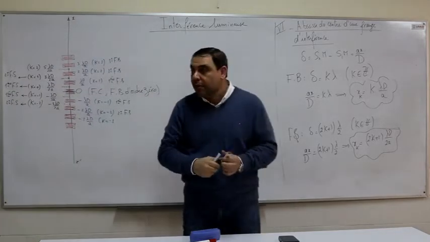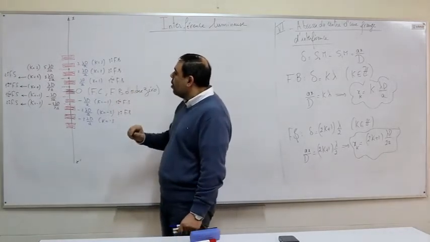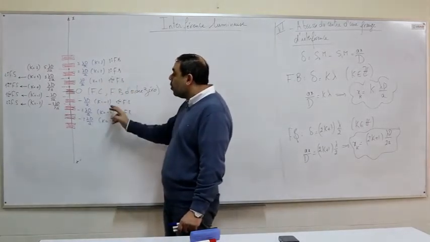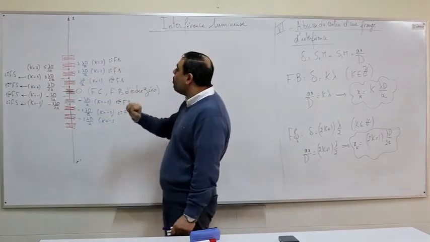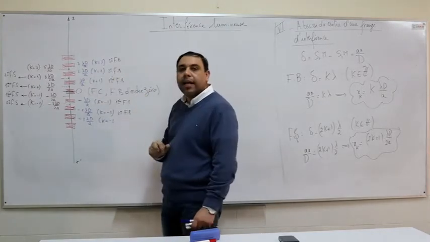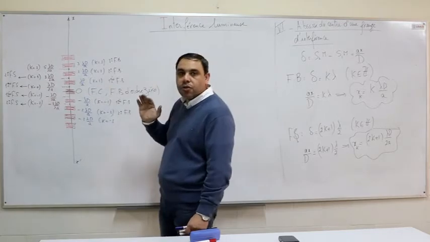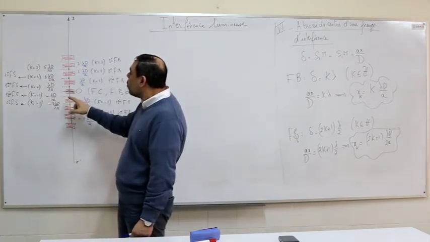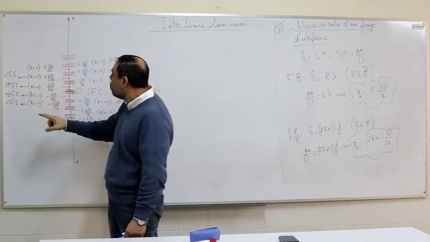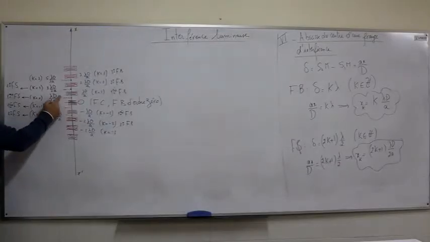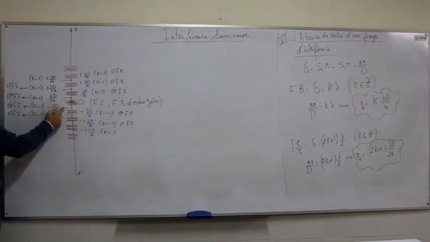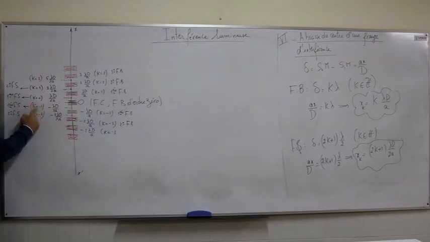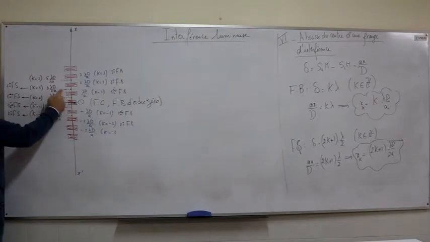We are going to mention a very important thing. The first bright fringe corresponds to k equals 1 or k equals minus 1. The second bright fringe corresponds to k equals 2 or minus 2, and so on. But the first dark fringe corresponds to k equals 0 or minus 1. This is the second dark fringe, and this is also the second dark fringe. On both sides, the second dark fringe corresponds to k equals 1 or k equals minus 2, and so on.